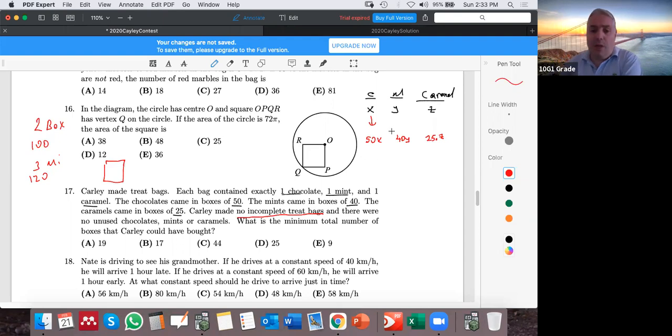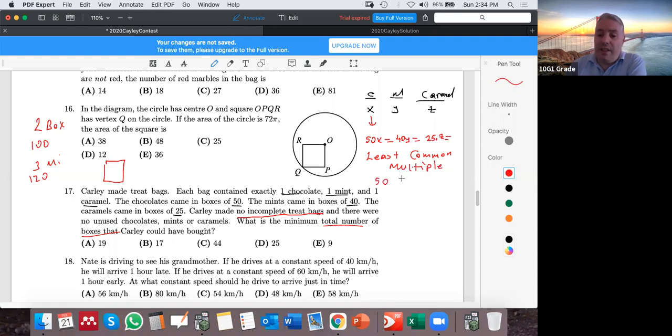So to do this one, it says that there were no unused chocolates or mints. What is the minimum total number of boxes? So now we want to equalize them, and we want to find the least common multiple. What is the least common multiple of these numbers?